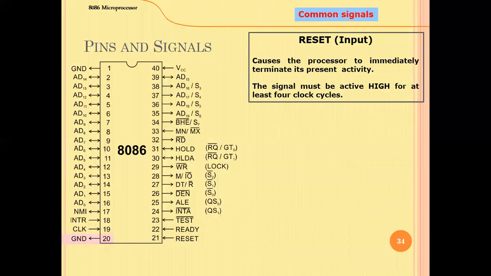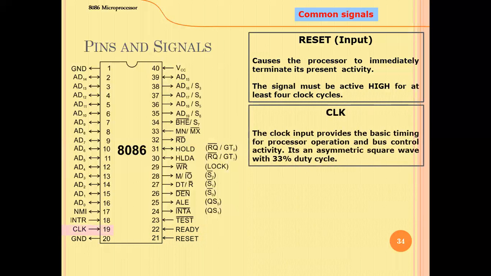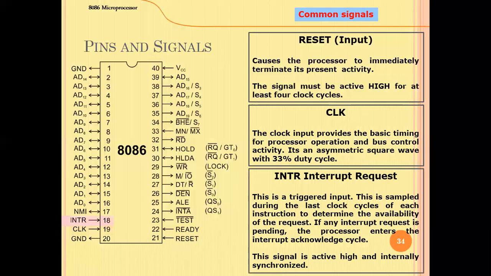Now ground. Here we have two grounds, one at pin 1 and the other at pin 20. And clock. As you know, clock is not internally available for 8086. It is provided externally, with about 33% duty cycle, and it is also asymmetric. Because of the clock, we are going to have operation in synchronism with all peripherals.